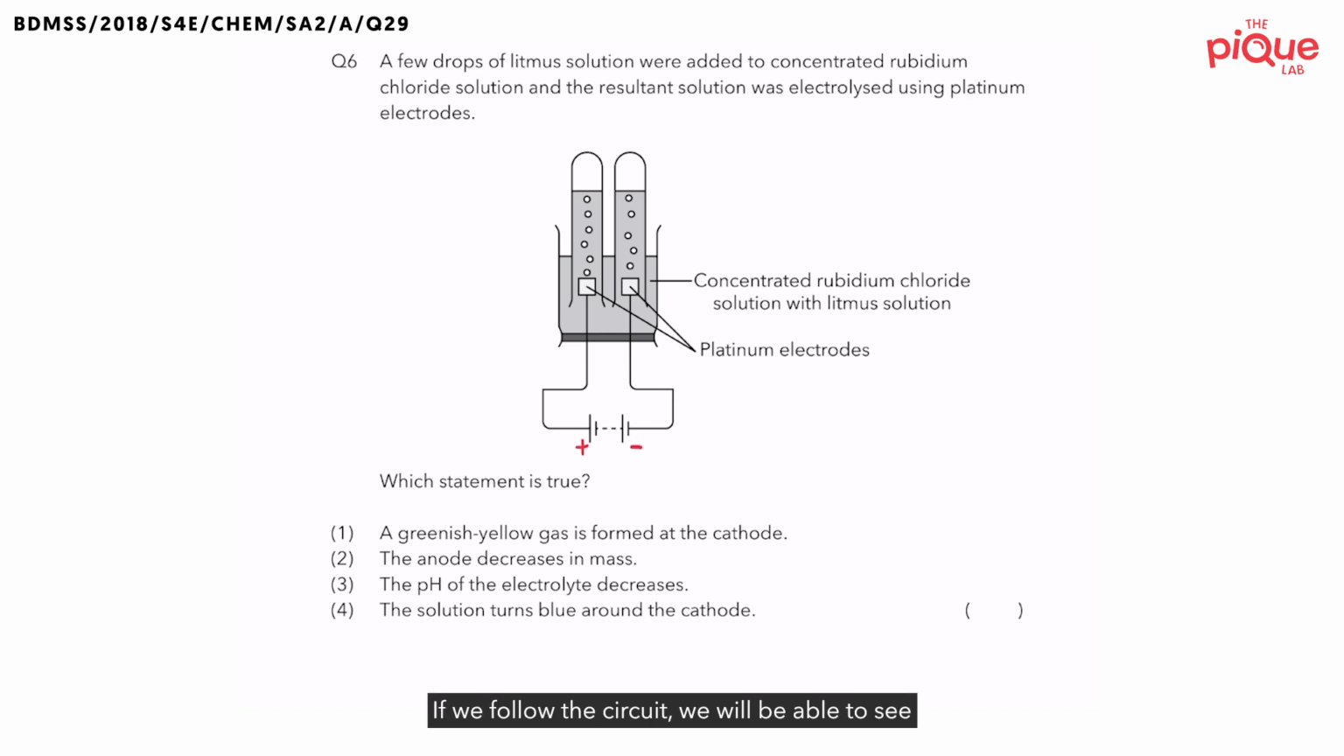If we follow the circuit, we will be able to see that the electrode connected to the positive end is the positive electrode, whereas the other one is the negative electrode. Which one do you think is the anode? And which one do you think is the cathode? For electrolysis, we have to recall the acronym PANIC. PANIC stands for positive anode, negative cathode. With this acronym, we will be able to tell that the electrode on the left is the anode, whereas the one on the right is the cathode.